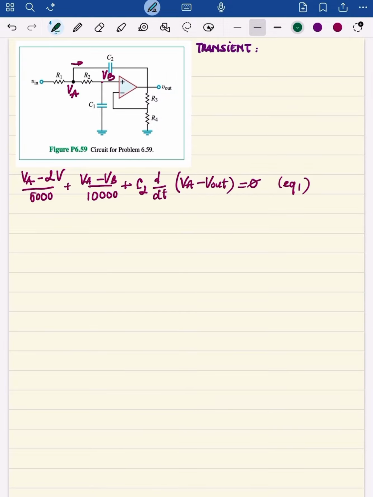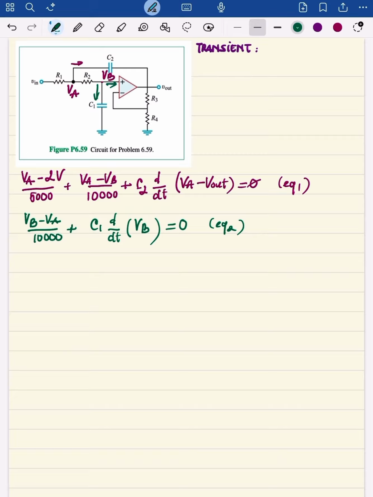Okay, we're going to write a second KCL at VB. I have (VB minus VA) over R2, 10,000 ohms, plus the current flowing in here, which is still going to be 0, and the current flowing down here, IC1. IC1 is going to be C1 times d/dt of the voltage across C1, which is actually VB minus 0. Just write VB. So that's going to be my equation 2.